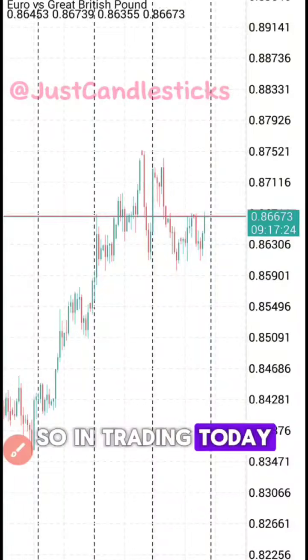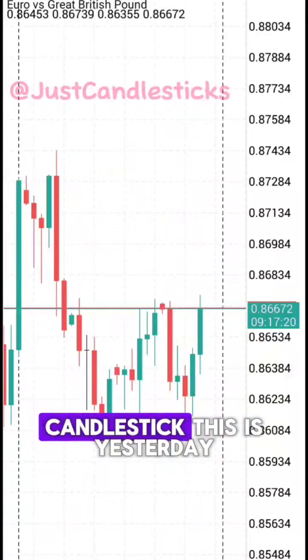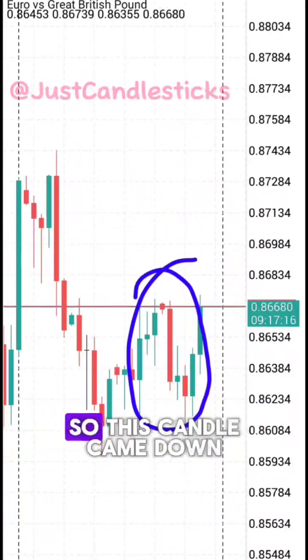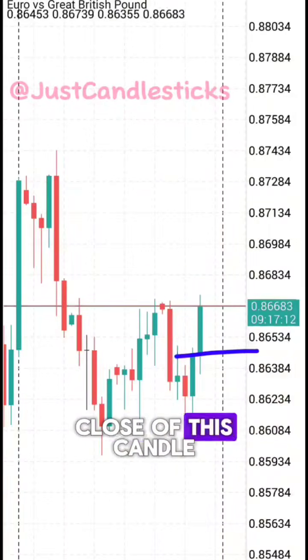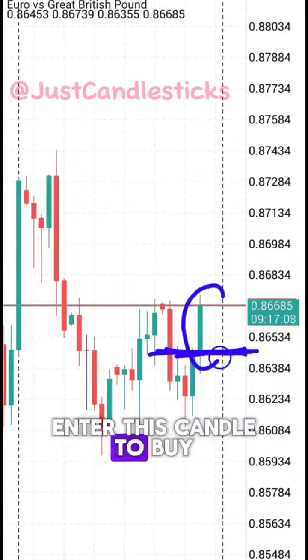So in trading today, let's look at it. So look at yesterday's candlestick. This is yesterday. Look at this area. So this candle came down. You already gave me a signal at the close of this candle. So yesterday candle closed here. So I'm going to enter this candle to buy.